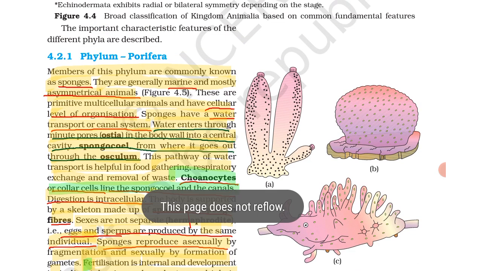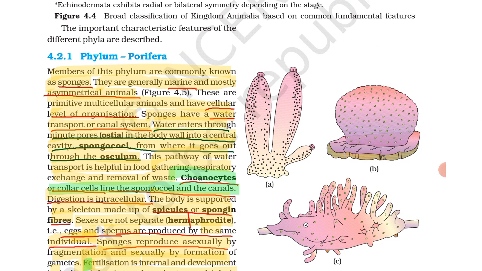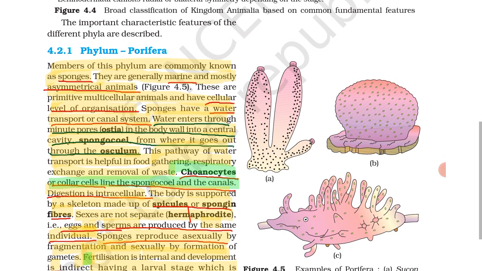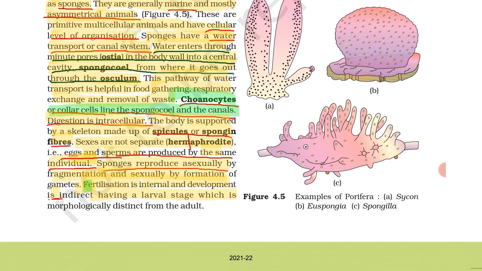Keep in mind about sponges: they are marine, asymmetrical animals, and they exhibit a cellular level of body organization. They have a water transport or canal system, in which water enters through ostia, the central cavity is called the spongocoel, and water comes out through the osculum. They have choanocytes or collar cells lining the spongocoel. Digestion is intracellular, and the body is supported by a skeleton made up of spicules and spongin fibers.